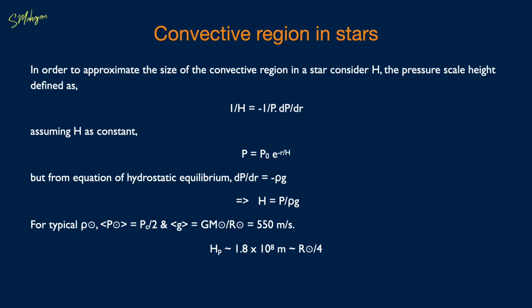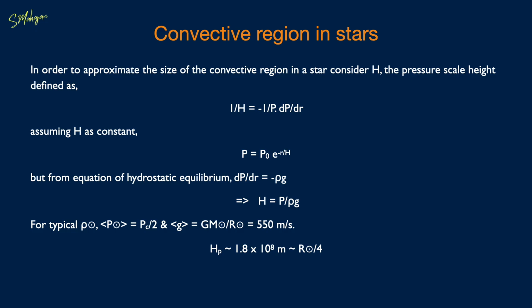In order to approximate the size of the convective region in a star, consider capital H, also known as the pressure scale height, to be defined such that 1 by H is equal to minus 1 by P dP by dr, where P is the pressure in the star. Now, assuming that the pressure scale height H is a constant, we get a functional form of pressure as P naught e to the power minus r by H.